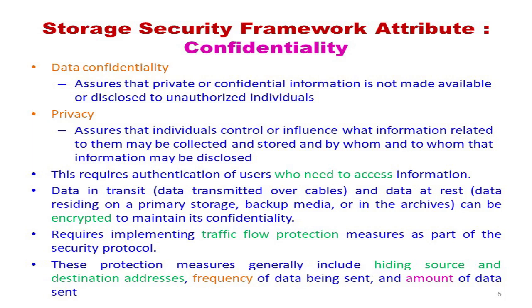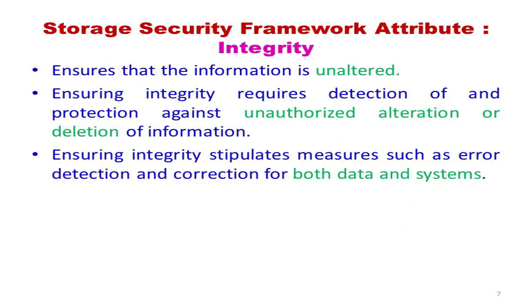Data in transit and data at rest can be encrypted to maintain its confidentiality. It requires implementing traffic flow protection measures as a part of security protection. These protection measures generally include hiding source and destination addresses, frequency of data being sent, and amount of data sent.